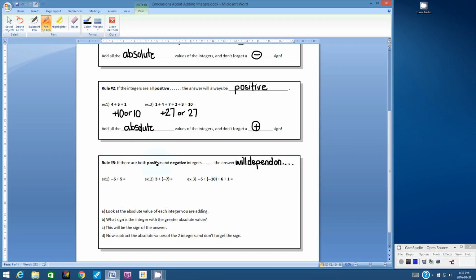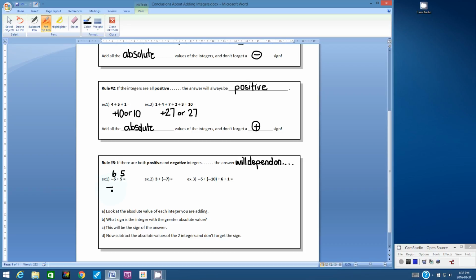So when we have this situation, positive and negative integers, we need to follow 4 steps. Okay, so here they are. Step A, look at the absolute value of each integer you are adding. So if we look at example 1, we have -6, the absolute value is 6, and +5, we have an absolute value of 5. What sign is the integer with the greater absolute value? So in this case, 6 has a greater absolute value than 5, and its sign is negative.